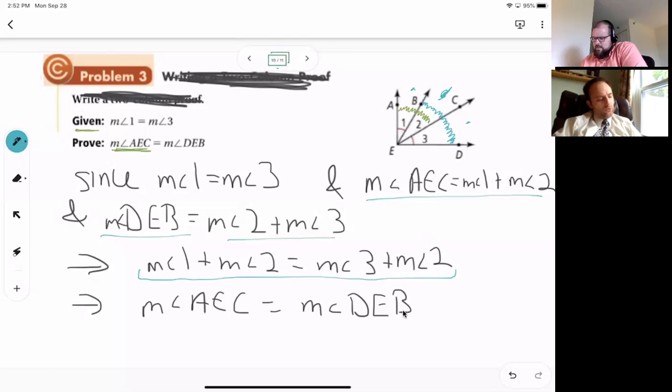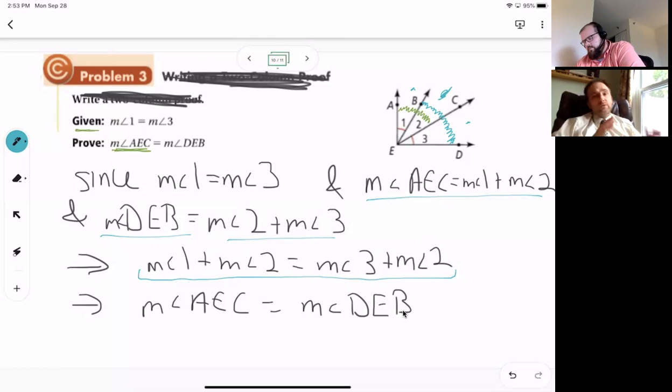And so I guess in words at the end, if they could write a quick explanation, I would go with: since 1 and 3 are the same, if we add 2 to both 1 and 3, that's still equal. And then 1 and 2 is AEC, 3 and 2 is DEB, and so the angles are equal. I think if they could articulate that, that would be great.